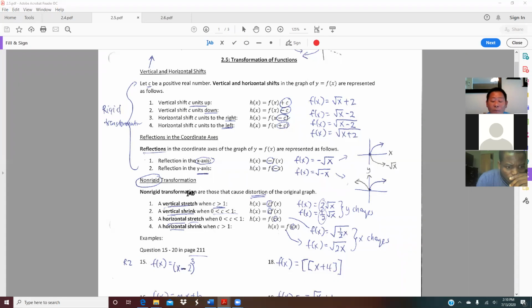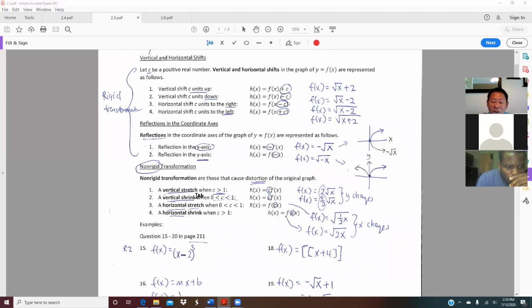And then lastly is what we call a non-rigid transformation, is where you begin to do what we call stretching and shrinking. So we got a vertical stretch. A vertical stretch is where you take something and you vertically stretch it. Okay. So if you have a parabola, and if you vertically stretch it, the parabola will become skinnier. Okay. Vertical shrink or vertical compress means you compress vertically. So if you have a parabola, if you compress vertically, it will become wider.